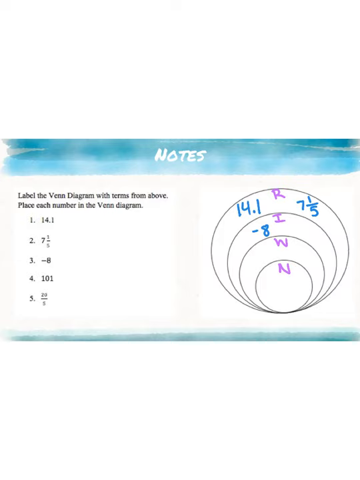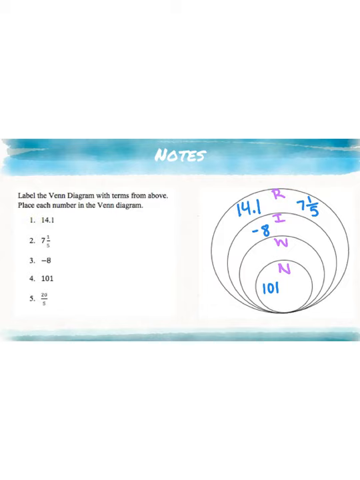The fourth number is 101. 101 is a positive whole number. It is a counting number. We could count it on our hand. So it is a natural number. I'm going to place that in the natural number circle. So 101 is a natural number, a whole number, an integer, and a rational number. It is inside of all of the circles.